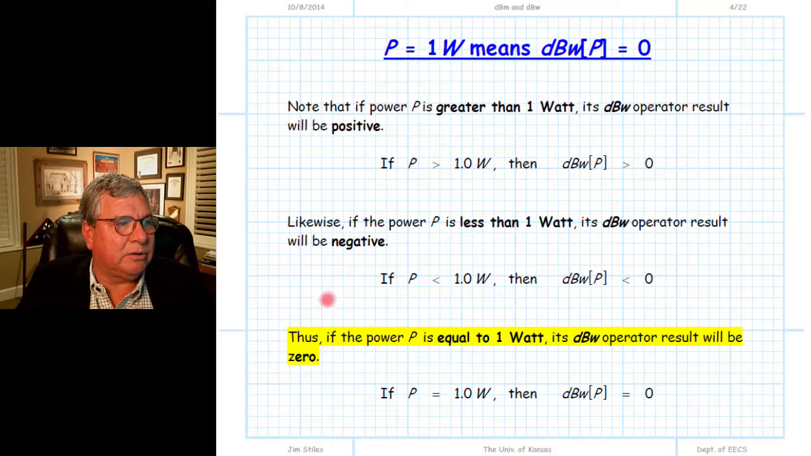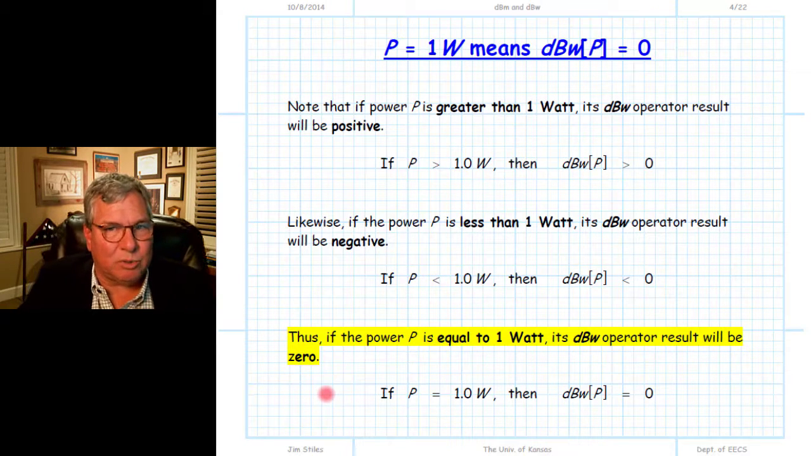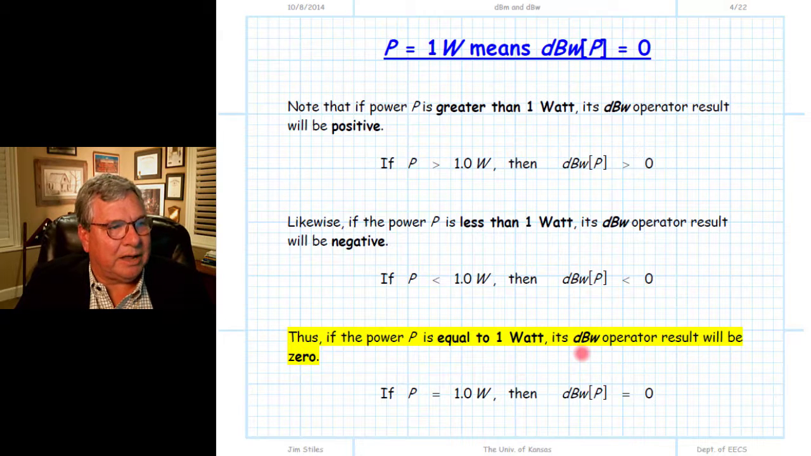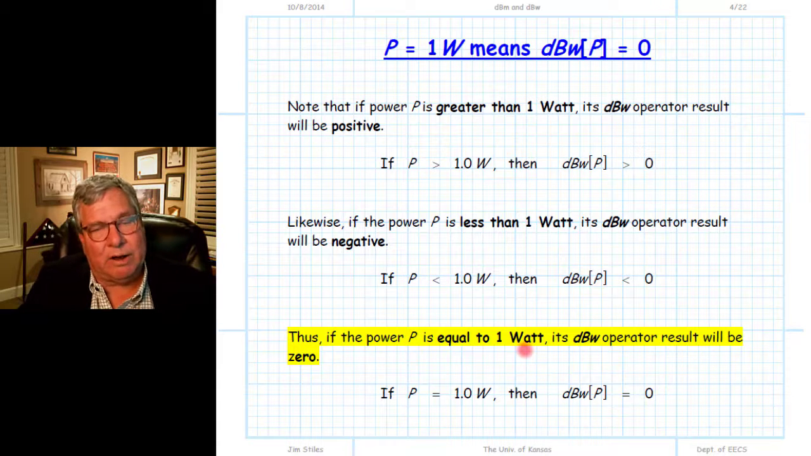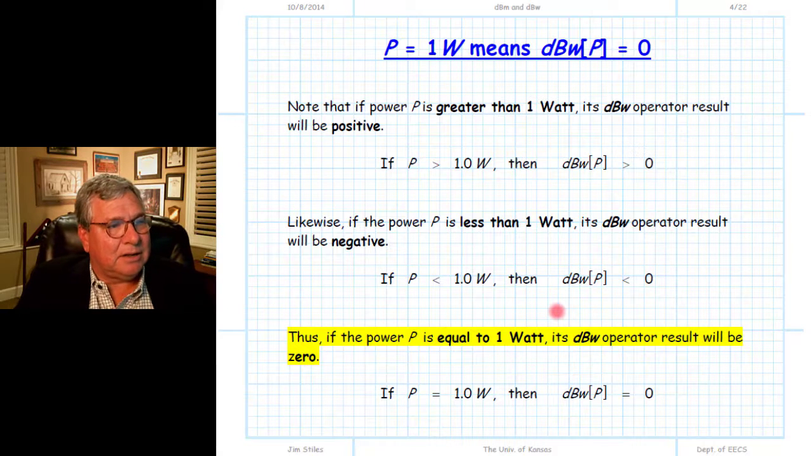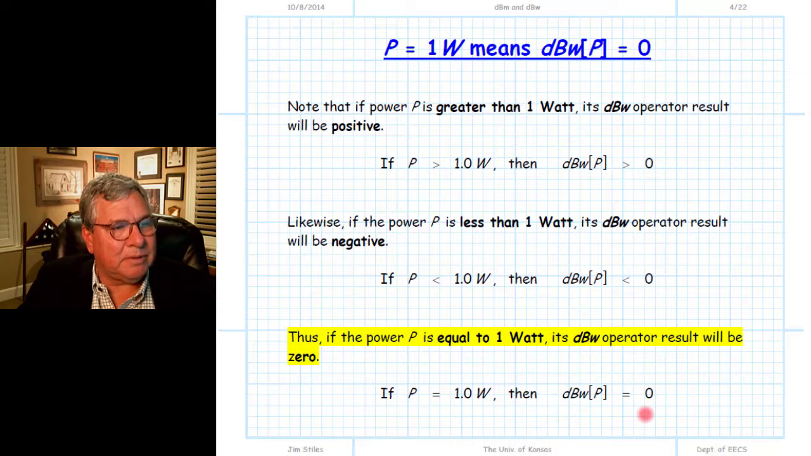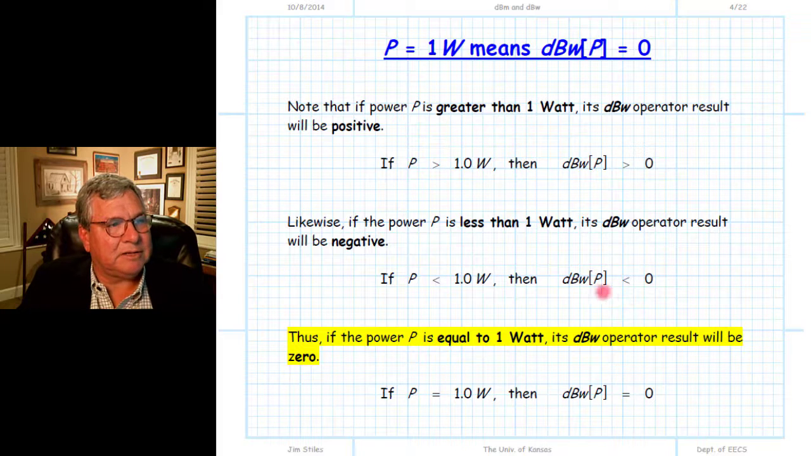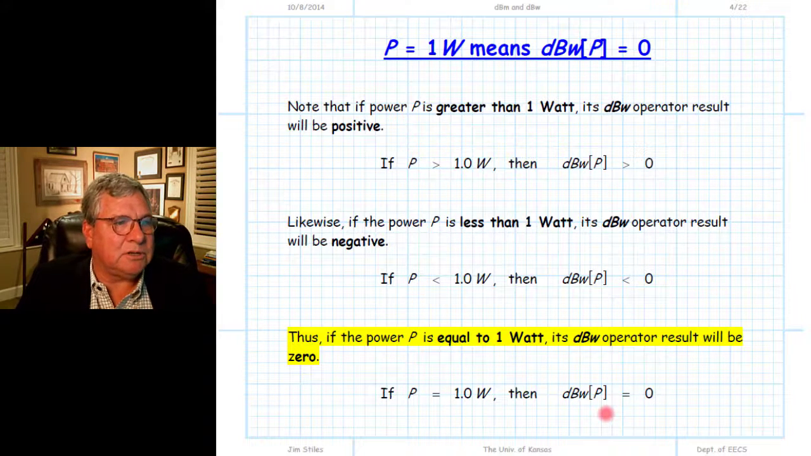And of course, from these two, we can conclude correctly that if the power is precisely equal to 1 watt, then the result when applied dBw is equal to 0. And of course, if the power is 1 watt, we normalize it by 1 watt, we get a value of 1. And 10 log 10 of 1 is equal to 0, which is why dBw, when applied to a power of 1 watt, gives us a value of 0. Greater than 1 watt, the dBw result is positive. Less than 1 watt, the dBw operation result is negative. Power is exactly equal to 1 watt, the dBw result is 0.